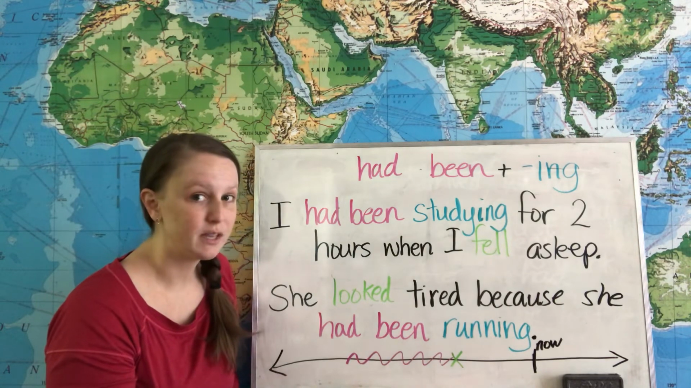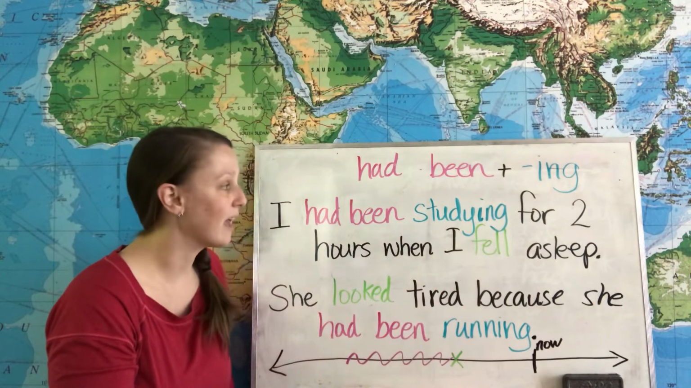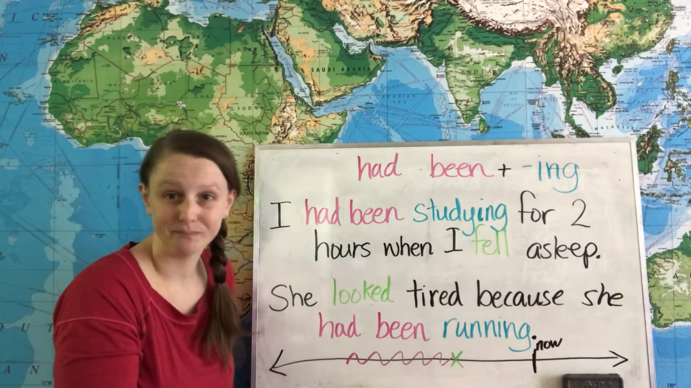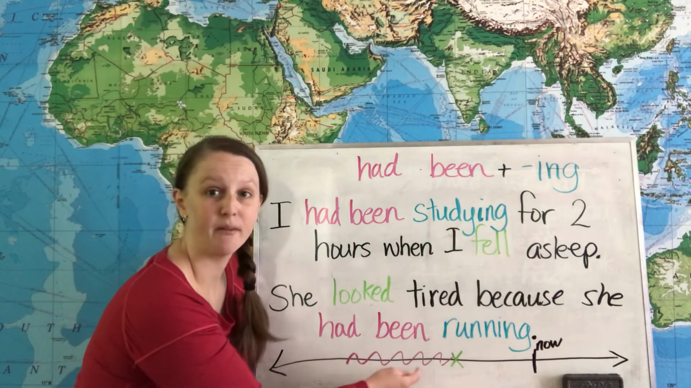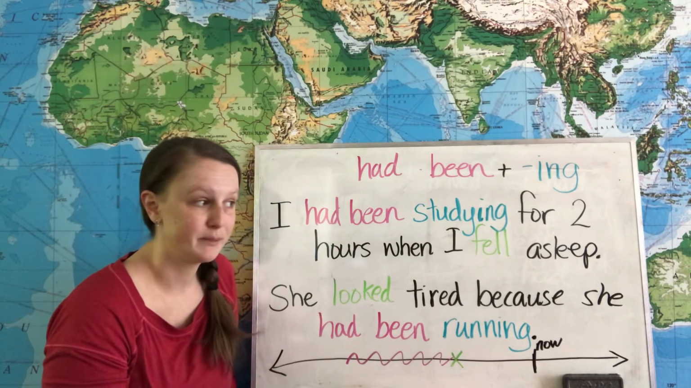We could also use it like we use it with for. We could also use it with the word since, like I had been studying since 5 o'clock, like that. It's very common to give an amount of time for this ongoing action with past perfect progressive verbs.